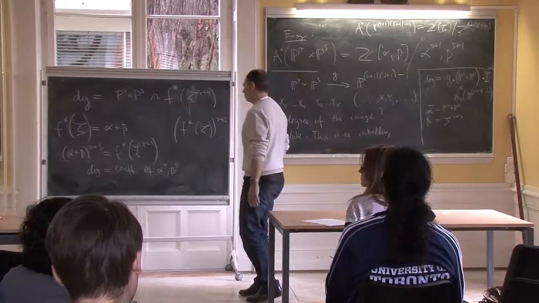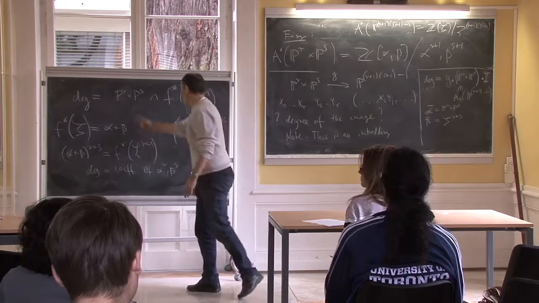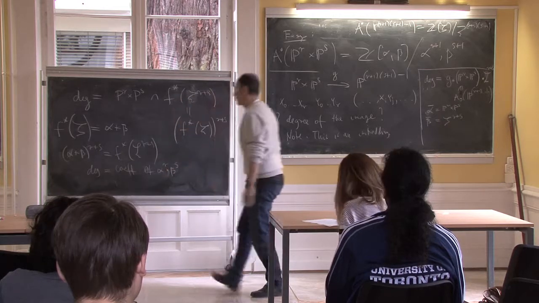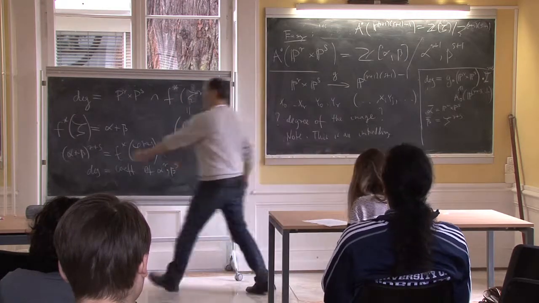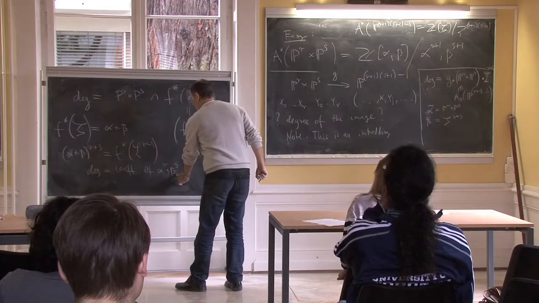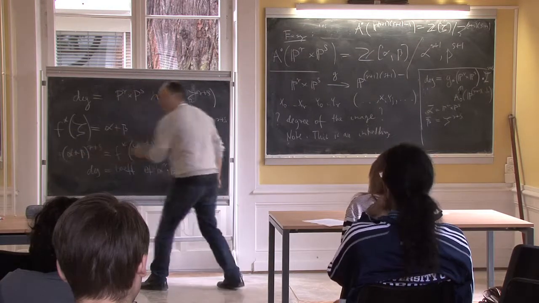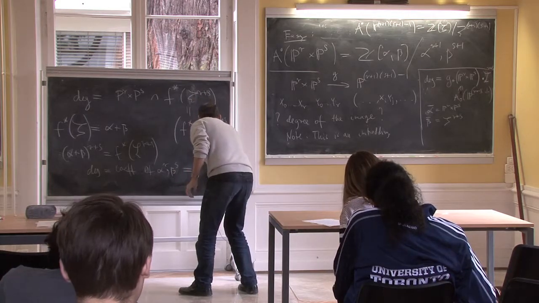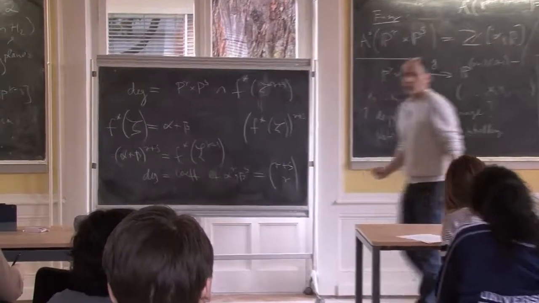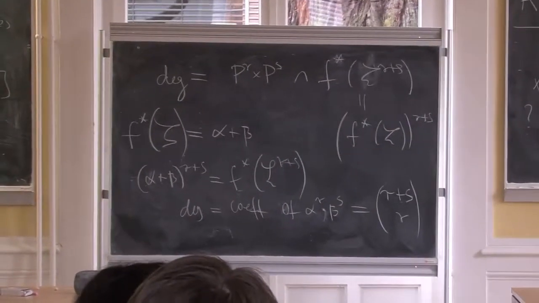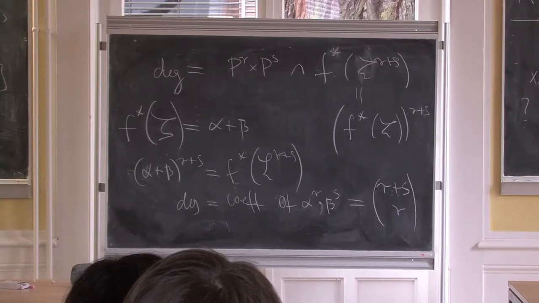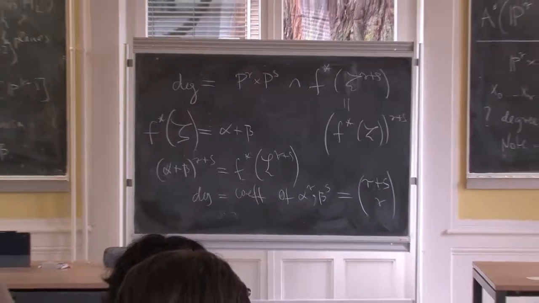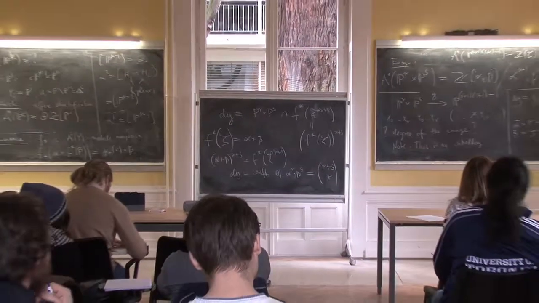And now the degree here is just going to be the coefficient of alpha^r multiplied by beta^s. So really it is just the coefficient of alpha^r times beta^s in (alpha plus beta) to the r plus s. And this is equal to r plus s choose r, the binomial coefficient. Okay, so that's the final answer. This end was a little quick, but I think you know enough so that if I give you some exercise, you'll be able to recover. I mean, this is not difficult from here.